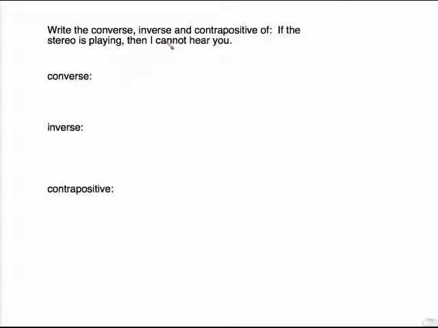Now, same thing, write the converse, inverse, and contrapositive of if the stereo is playing, then I cannot hear you. The converse is where we switch. So that means the hearing part goes in the front and the stereo playing goes in the back. And that's what this looks like. If I can't hear you, then the stereo is playing. All I did is swap the order.